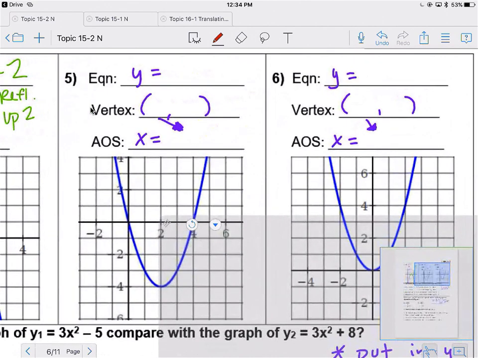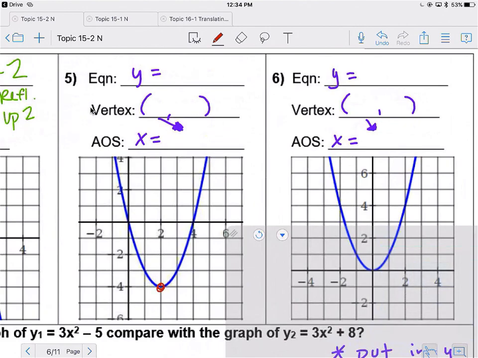For problem 5, I can see that my vertex here moved to the right 2, so I'm just going to write it over here. I went down 4. I didn't reflect, and when I go 1, 1, 1, 1, there's no stretch or shrink because the 1, 1, 1, 1 is my basic no change happening.